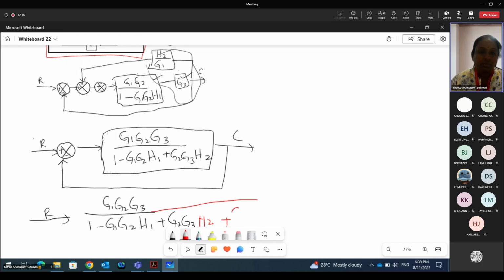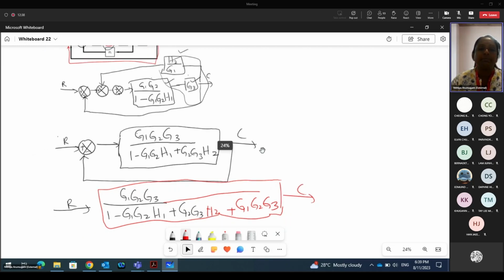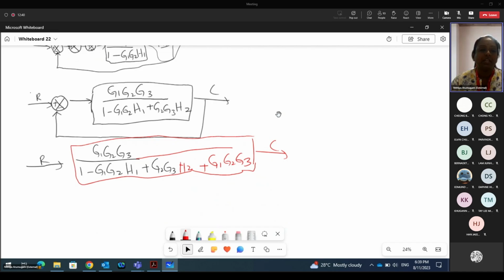Since I have omitted the summing point, that will make it by combining the feedback loop as G1, G2, G3. So this will be one summarized block. This will be the simplified version of the block diagram shown in the question, in the earlier question.